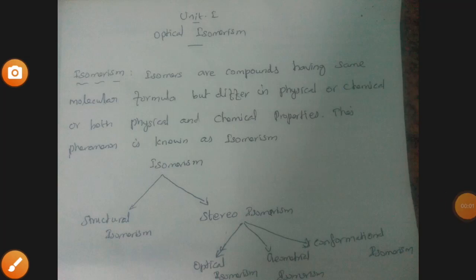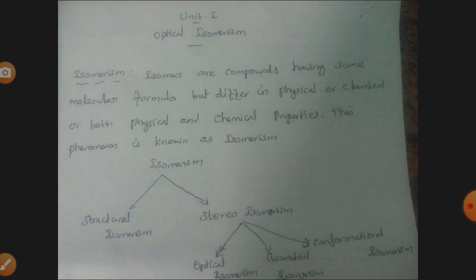Dear students, in third year organic chemistry, unit number 1 is optical isomerism. First we want to know what is meant by isomerism. Isomers are compounds having the same molecular formula but differing in physical or chemical or both physical and chemical properties. Okay, normally this is isomerism.